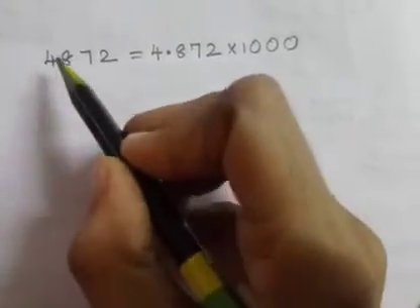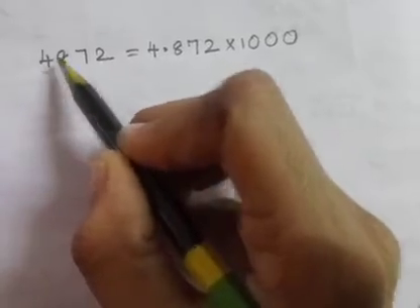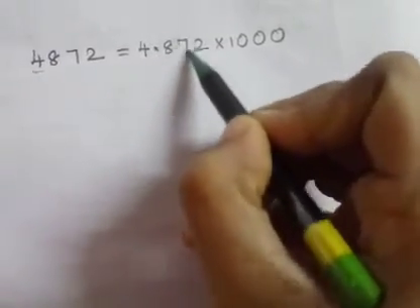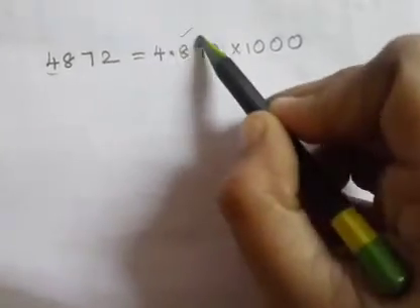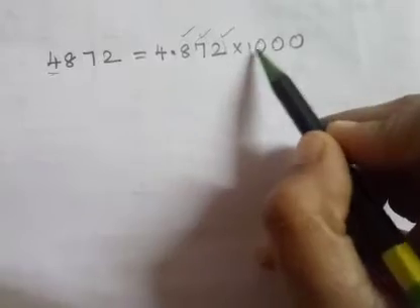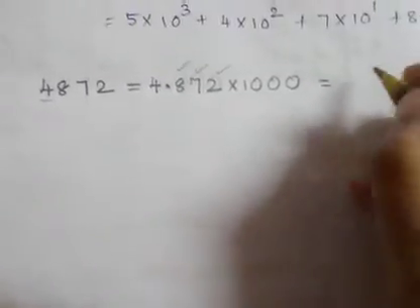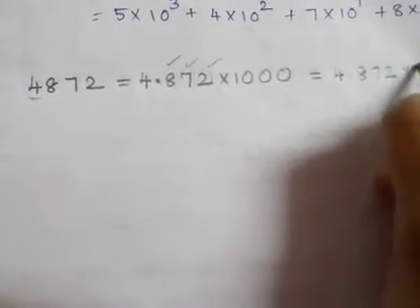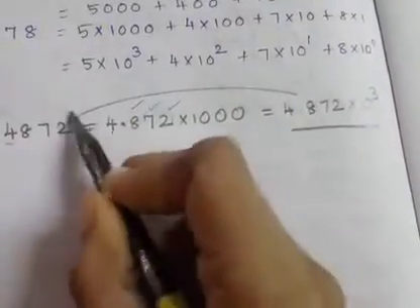Okay, listen. First, what you should do is, after the first digit of the number, keep a decimal point. After that, count how many digits are there in the decimal part: 1, 2, 3. So into 1000, 3 zeros should come. This is how you will write it in standard form: 4.872 into 10 cube. So this is the standard form for this number.